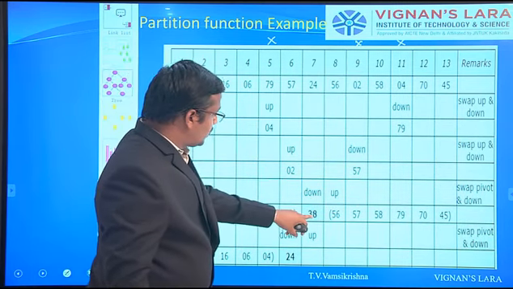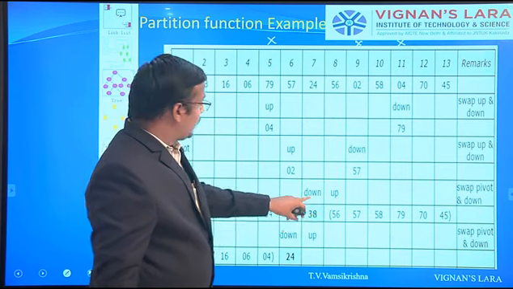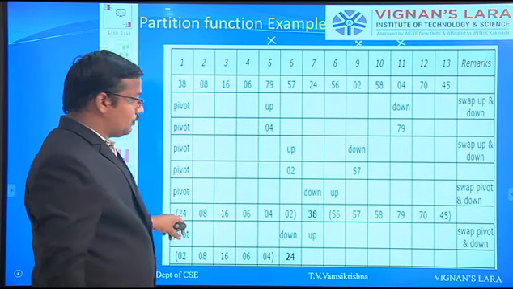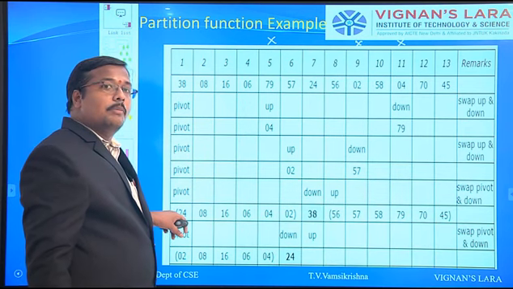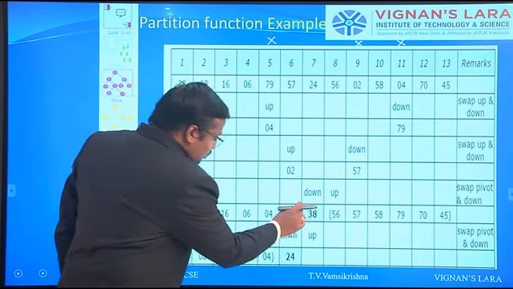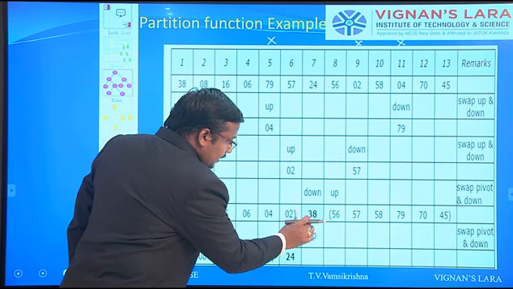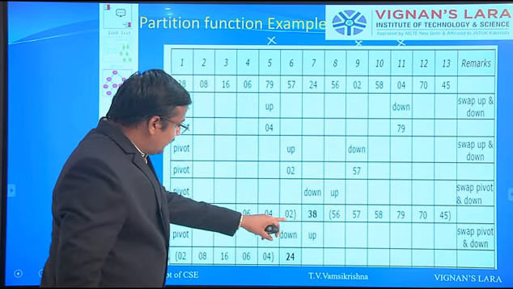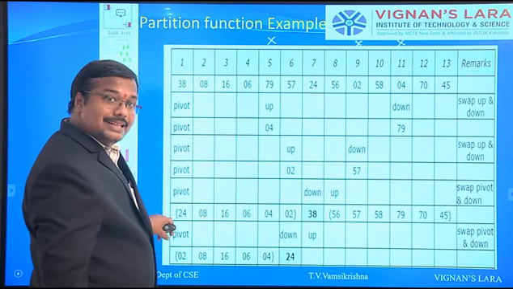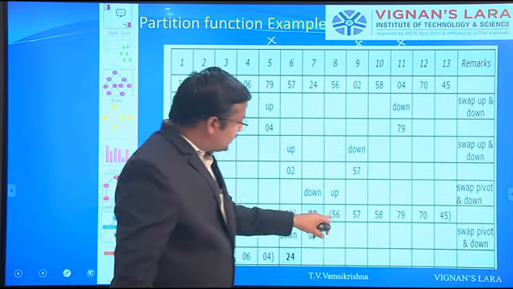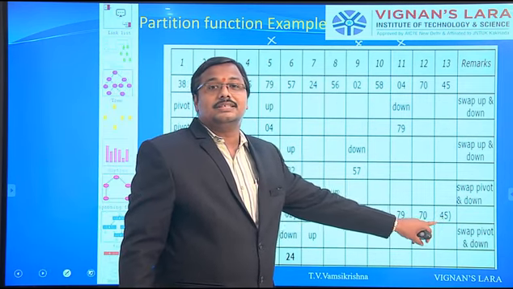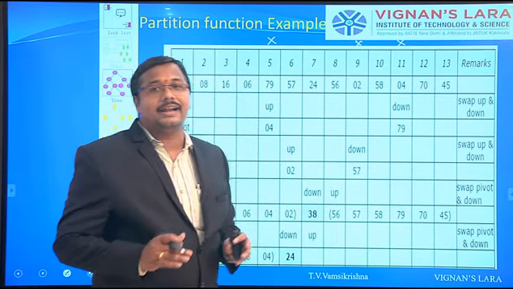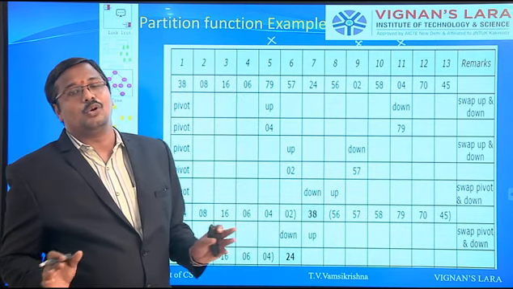So the pivot comes to the 38 position and down points to 24. 24 comes to this position. This is the partition function operation. So 38 comes to the fixed position. The left hand side elements are all less than 38. The right hand side elements are all greater than 38. So this is the way we divide the array into two halves.